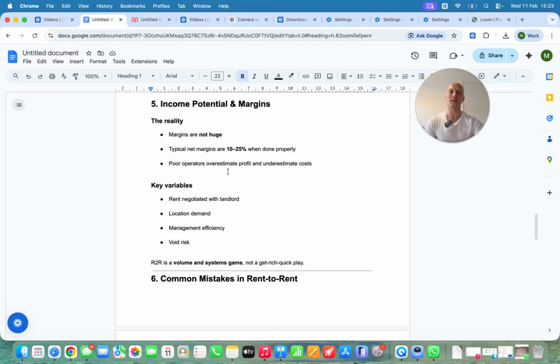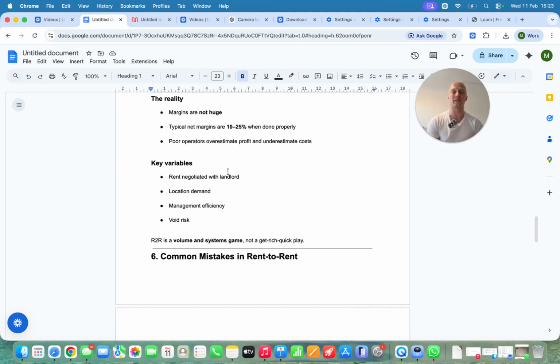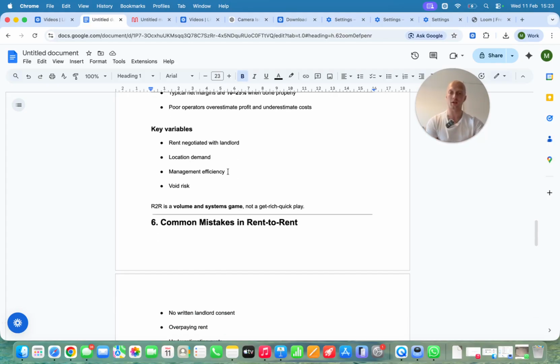So poor operators overestimate profit and underestimate cost. We see this all the time. Everybody says that it's going to cost X amount, which is really small, and you're going to make X amount, which is really large, but it's just not realistic, okay? So you'd rather under-promise and over-deliver on the results, all right?